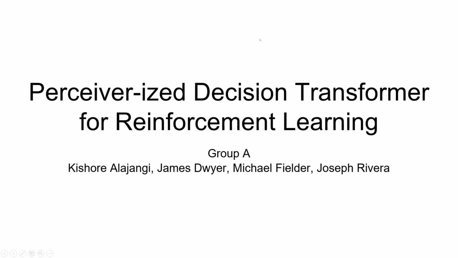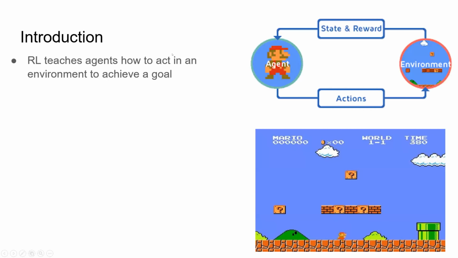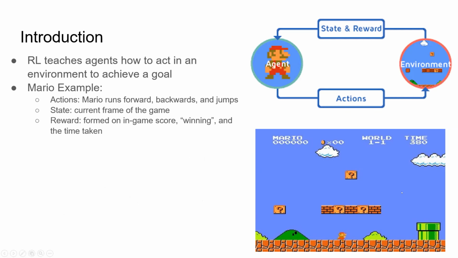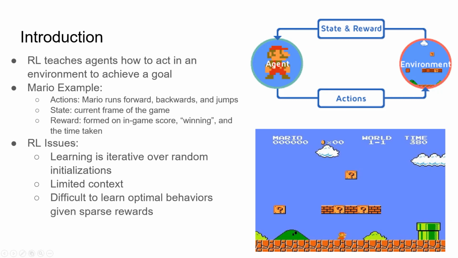Yeah. All right, great. So this is perceiverized decision transformer for reinforcement learning. A little bit of background again, we're using reinforcement learning to teach agents how to act in an environment to achieve some goal. A lot of the examples that we cover are simple games like Atari games, and we'll show some examples from a robotic simulation and also the custom environment that we created.